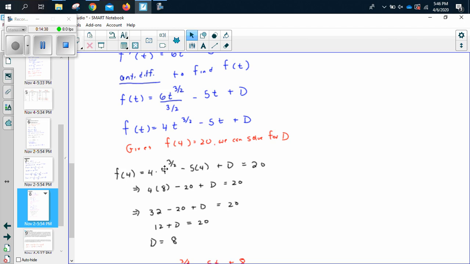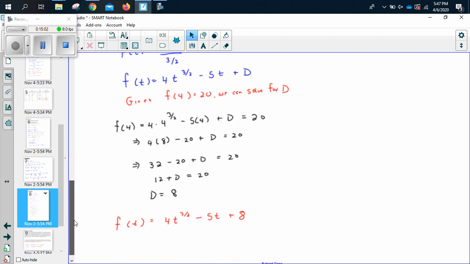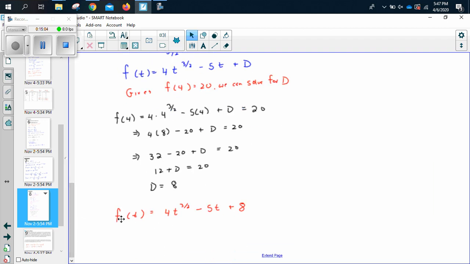If I substitute in 4 right here and 20 over here, then 4 to the 3/2 is the square root of 4 cubed. So the square root of 4 is 2, 2 cubed is 8. So I have 4 times 8 minus 20 plus d equals 20, or 32 minus 20 plus d equals 20. So I'll get 12 plus d equals 20, or d equals 8. And so this is f of t, and I don't have a c and d because I was able to solve for those.